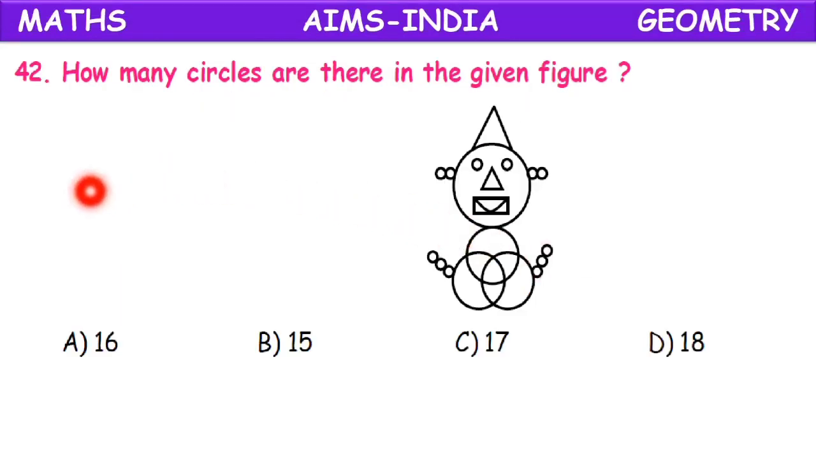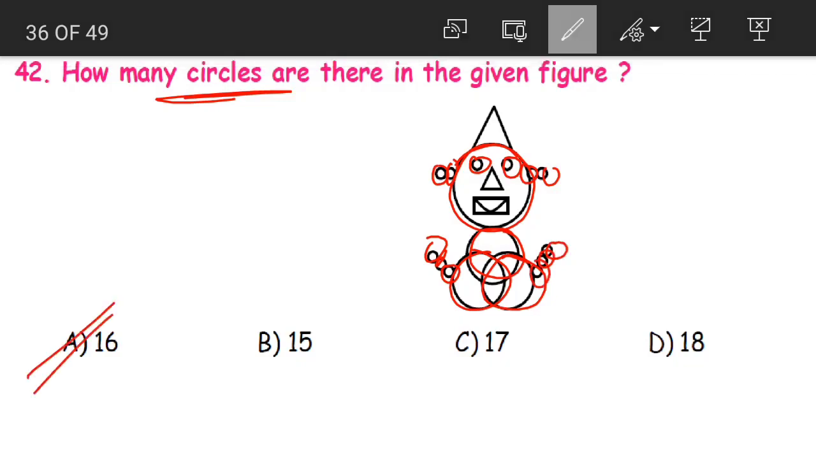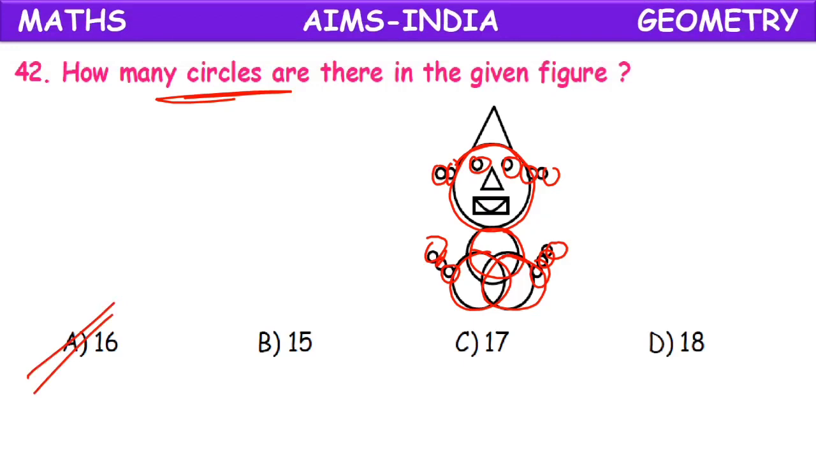Question 42. How many circles are there in the given figure? Now in this figure we have to find out the number of circles. 1, 2, 3, 4, 5, 6, 7, 8, 9, 10, 11, 12, 13, 14, 15 and 16. So what are the total number of circles in the given figure children? 16. Option A, 16 is our correct answer.